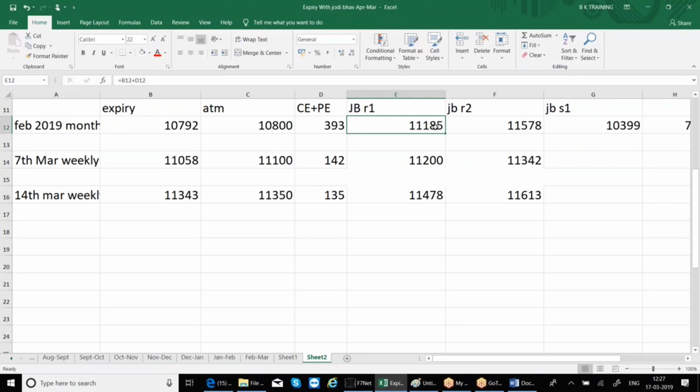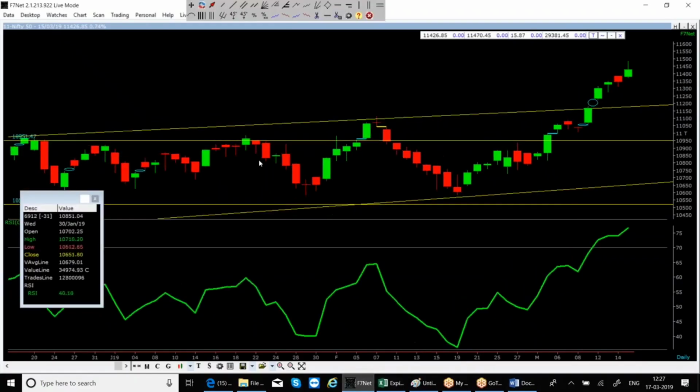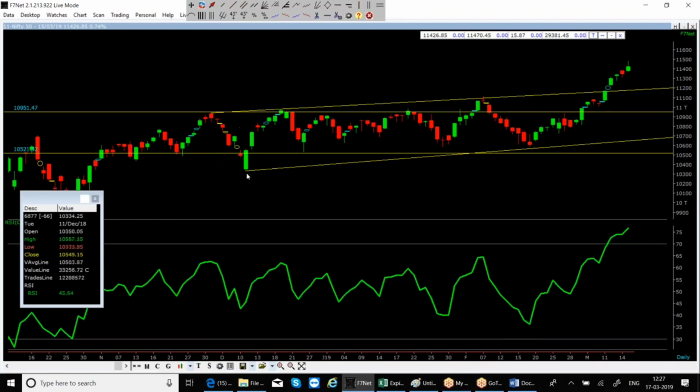Once it, and from past December onwards, if you notice, यहाँ से, that was 11 December, the result had come, right? 11 December results came. 10,333 मारा था निफ्टी ने.